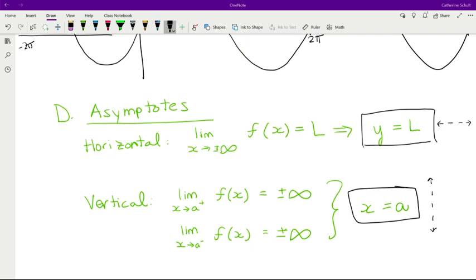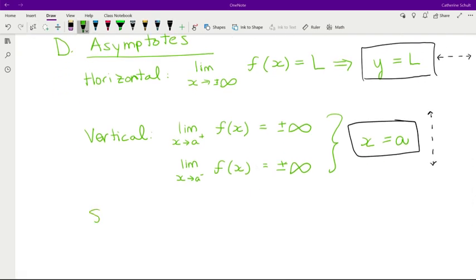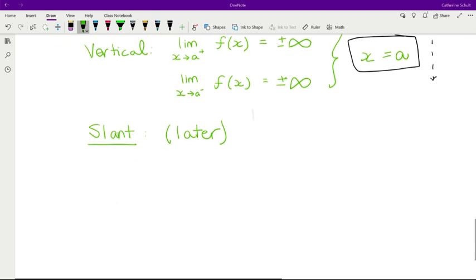Okay, and then another type of asymptote you guys might have heard before, but we haven't talked about it yet, is a slant asymptote. And we'll talk about this one later. There's a couple cases, but we'll focus on that later. All right, so what's next?